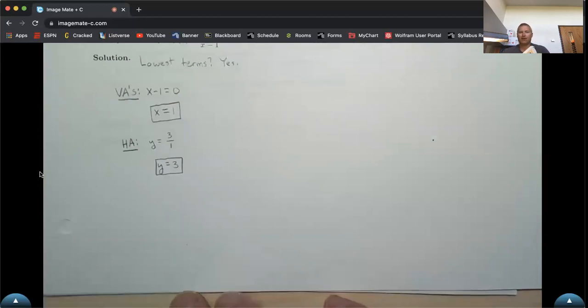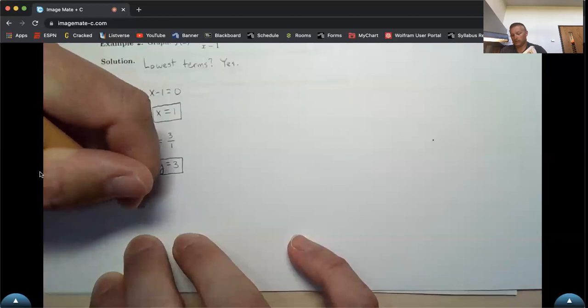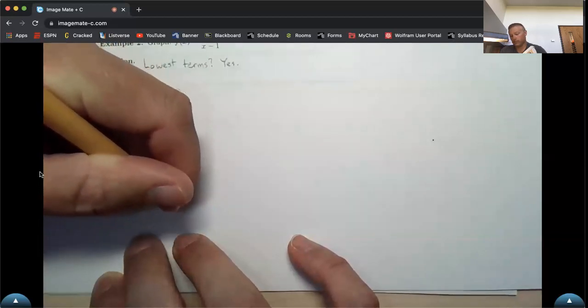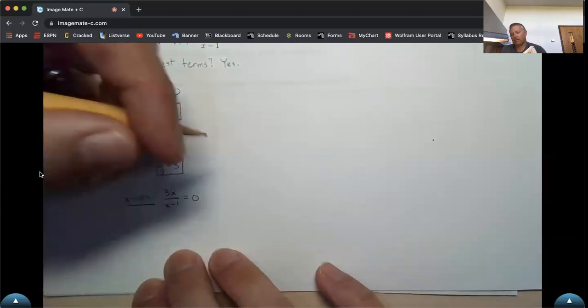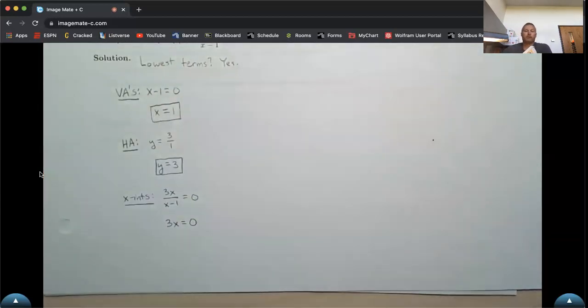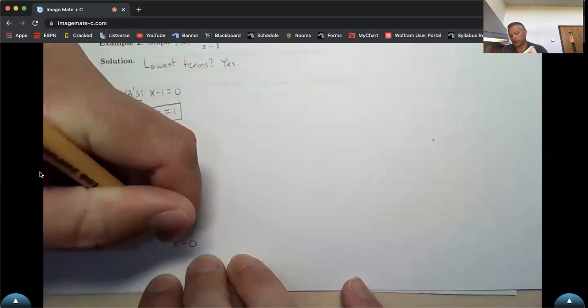We next seek out any intercepts. This is done by setting the function equal to 0. Now, a fraction can't be 0 unless the top is 0. So we must have 3x equals 0. In other words, our x-intercept is x equals 0.